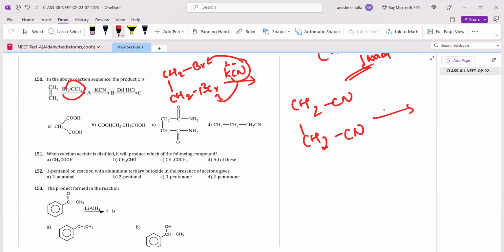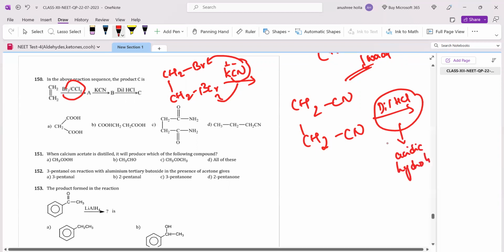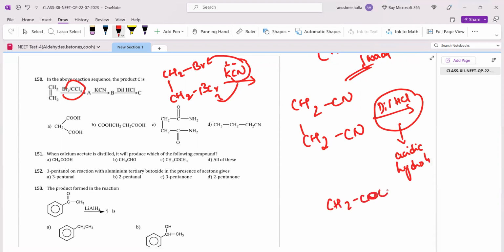Next, they have given dilute HCl. This we can consider as a hydrolysis step, acidic hydrolysis. So acidic hydrolysis of nitriles will yield carboxylic acid. We have studied this in the carboxylic acid part. It will give me carboxylic acid. So the answer should be B.